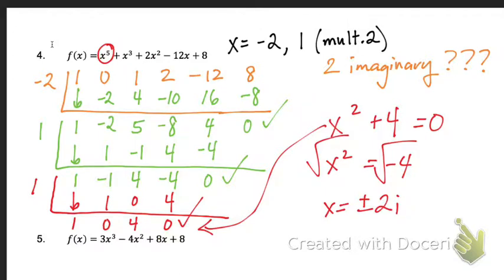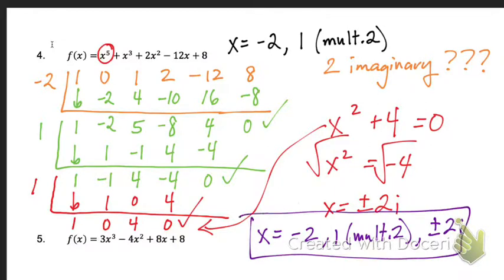So my final answer would be x equals negative 2, 1 with a multiplicity of 2, and plus or minus 2i. 1, 2, 3, 4, 5 roots. So, is the coefficient in front of the i always going to be however many imaginary solutions you have left? What do you mean? So it's like plus or negative 2. Yeah, you would only have 2 imaginary roots. Okay, so it would either be plus or minus i or plus or minus 2i. Yep.